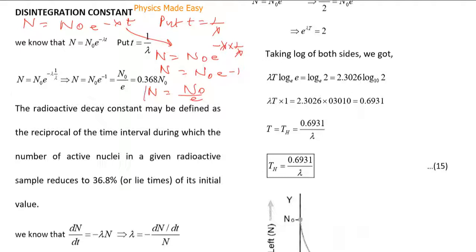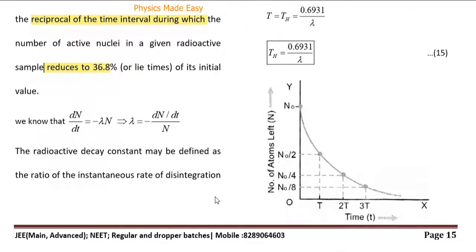So now the disintegration constant is the reciprocal of time. From here, if I calculate lambda, lambda is 1 by T. Disintegration constant is the reciprocal of time in which the number of particles decay to N naught by e. Now let us see the definition. The radioactive decay constant lambda is the reciprocal of the time interval during which the number of active nuclei in a given radioactive sample is reduced to 36.8% of its initial value.